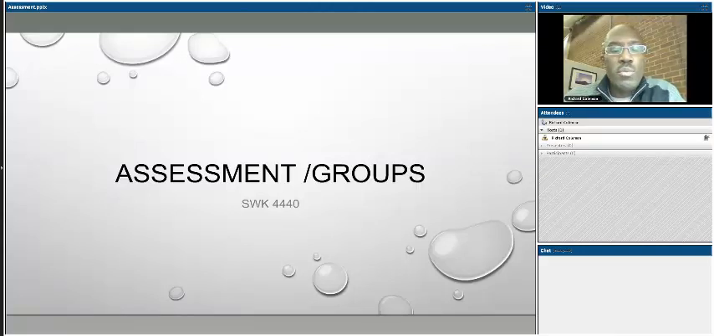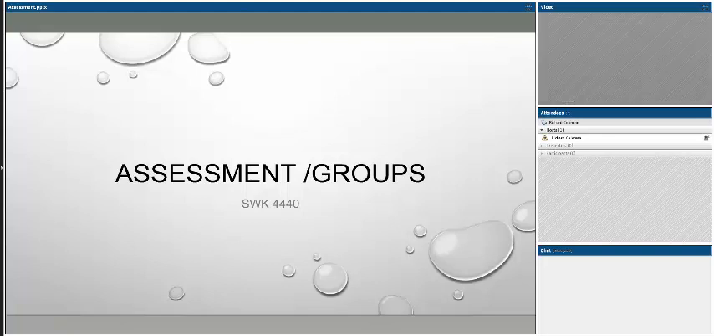So assessment groups is where we're actually going to spend a little bit of time today, and talking about the skills that you will need. And as you'll remember, I've said to you often in class, and hopefully you're paying attention, that a good social worker is always assessing. So we're always taking in information to help us make decisions about what we do with the folks that we work with. And so group assessment is no different. It's just different in the fact that you're looking at an entire group process that you'll be responsible for.